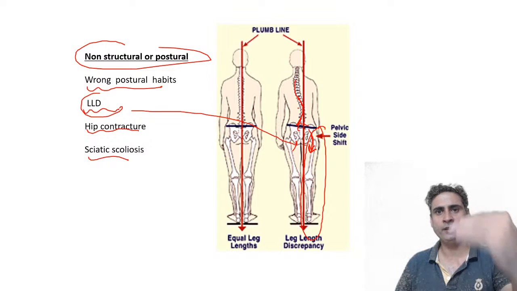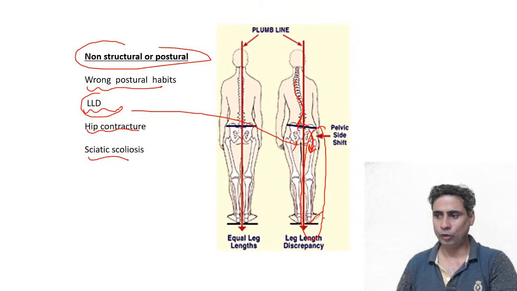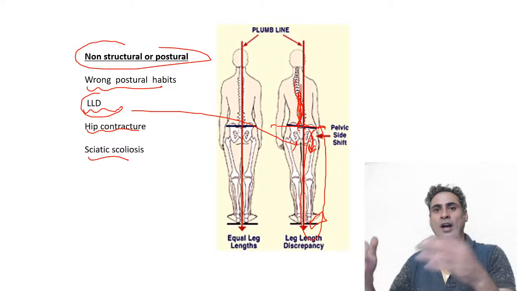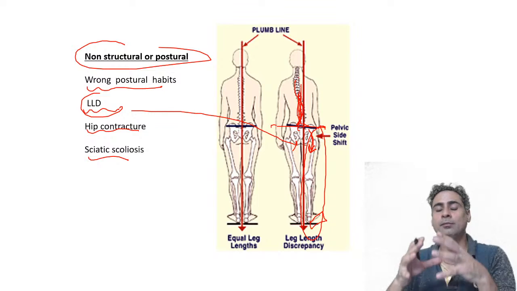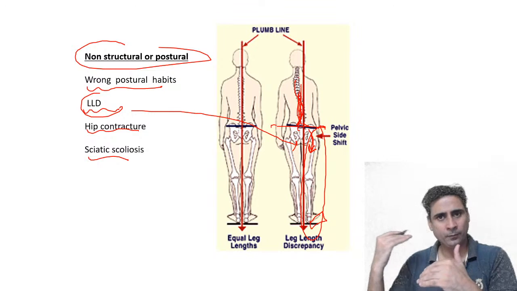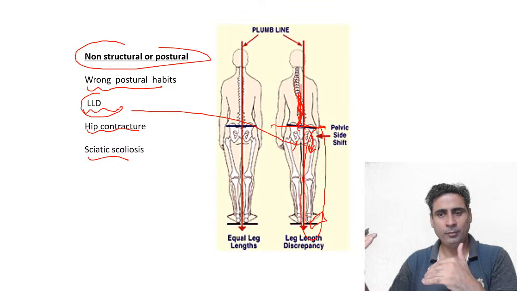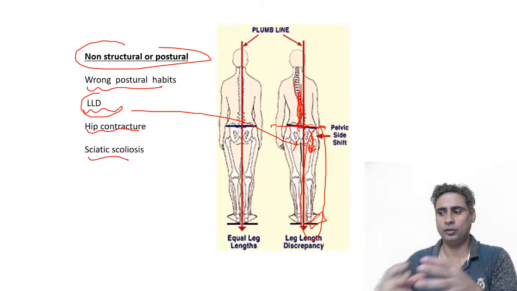So as soon as you give the compensation, either you put a raise below the foot, so the pelvis will become straight, the curvature will go, or you ask the patient to sit down. In sitting position also the pelvis will become square and the spine will become straight. So that is non-structural or compensatory scoliosis.